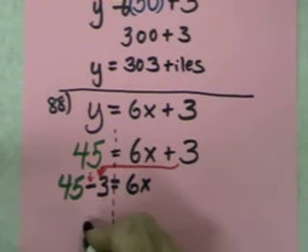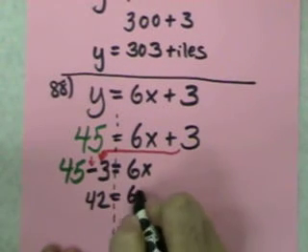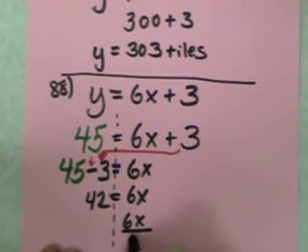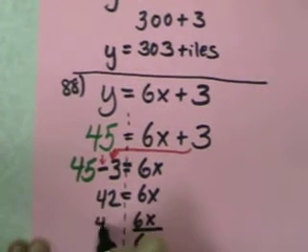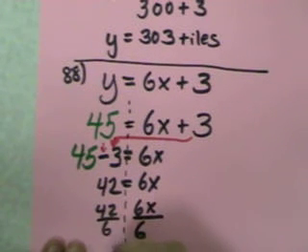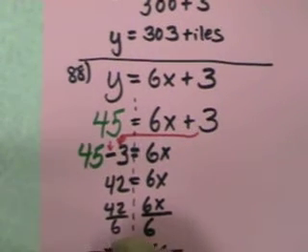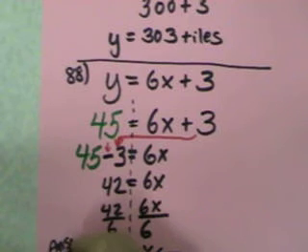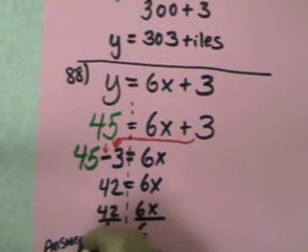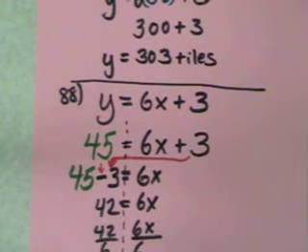45 minus 3 is 42, and 42 equals 6x. Remember, we divide by the number on the variable we want to get by itself. And we get that x equals 7. So x equals 7 should be our answer, and that would be the figure number. So this is the answer, figure number 7. We can check our answer.